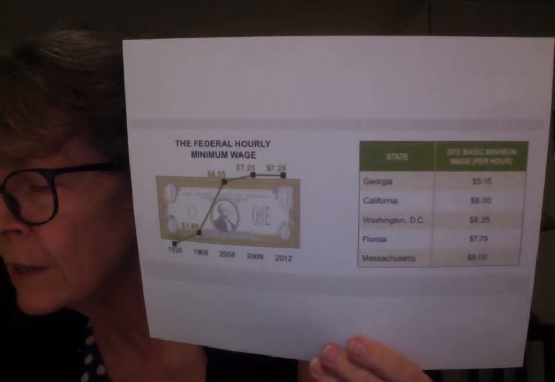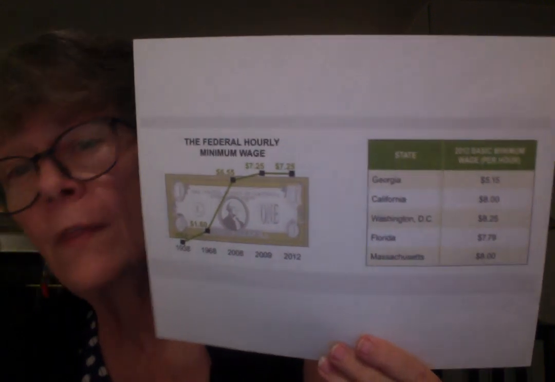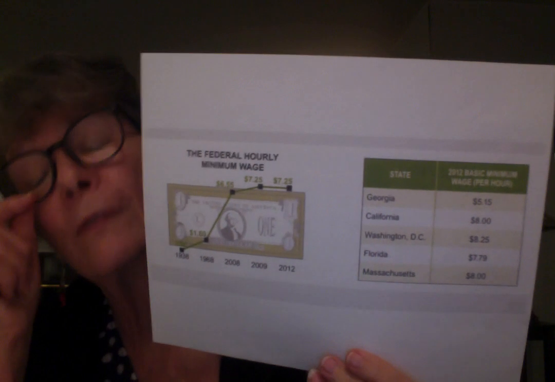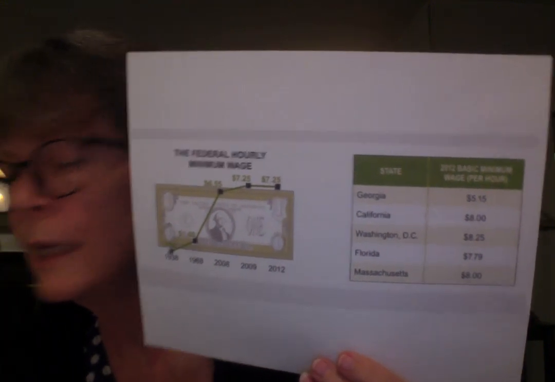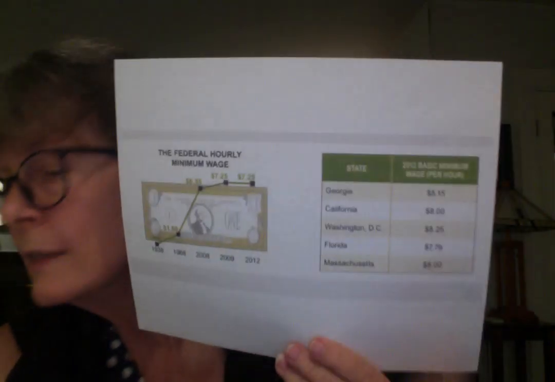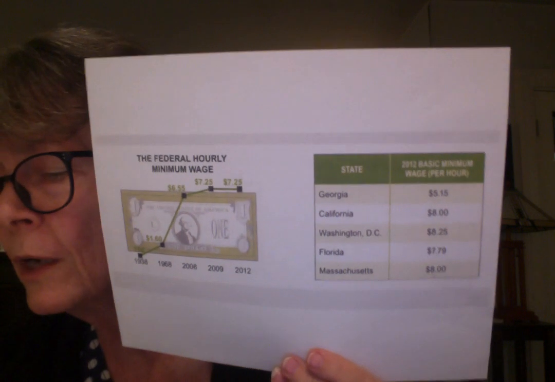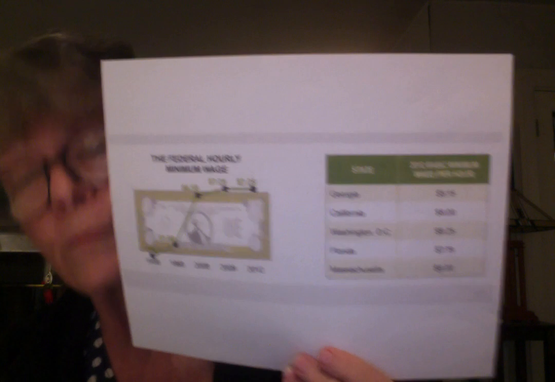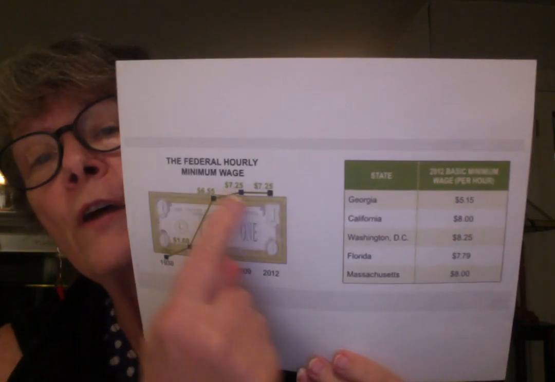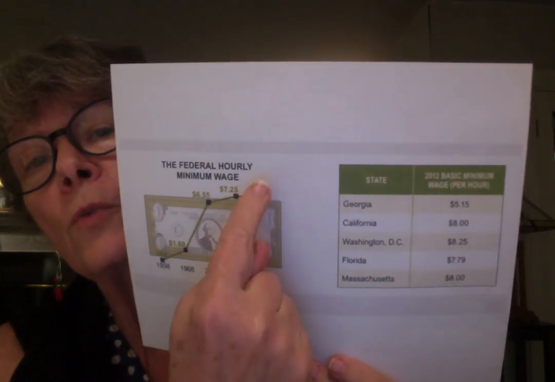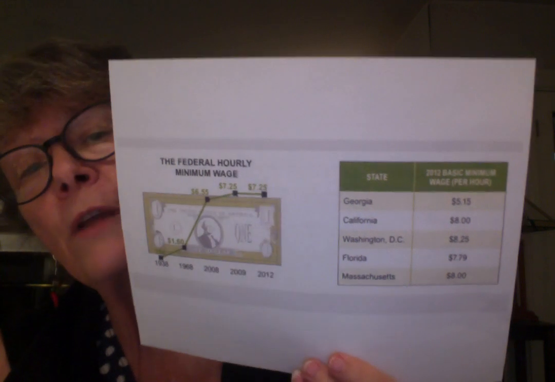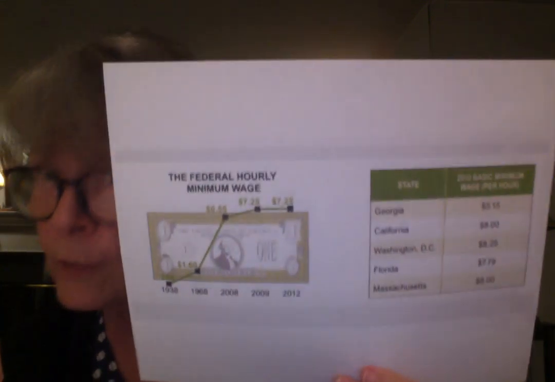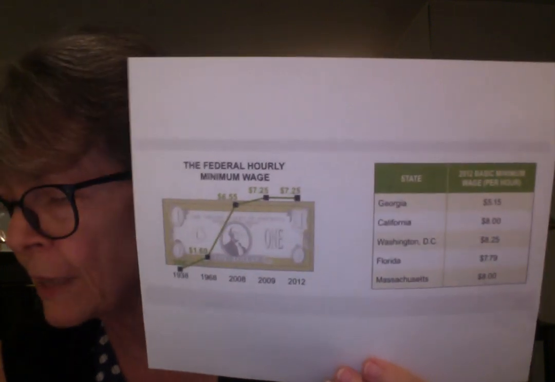C, Georgia has a lower cost of living than the other states. Well, we also don't see anything here about cost of living, but what we do see is that Georgia has the lowest minimum wage anywhere listed here for 2012. The federal minimum wage in 2012 is $7.25. And these are all listed here. So Georgia has the lowest minimum wage, so that may mean something.